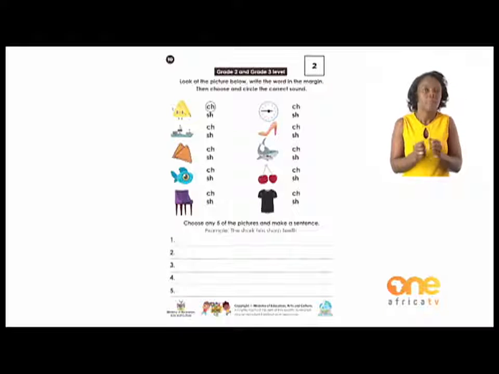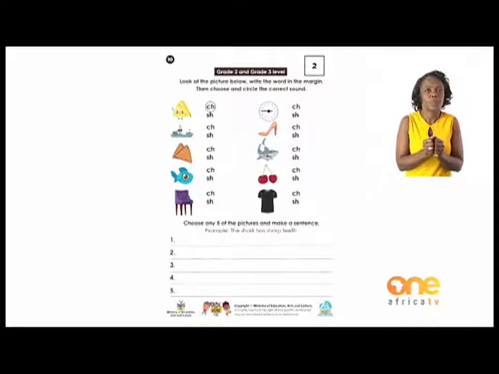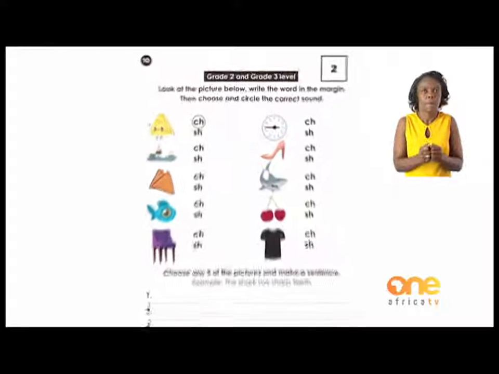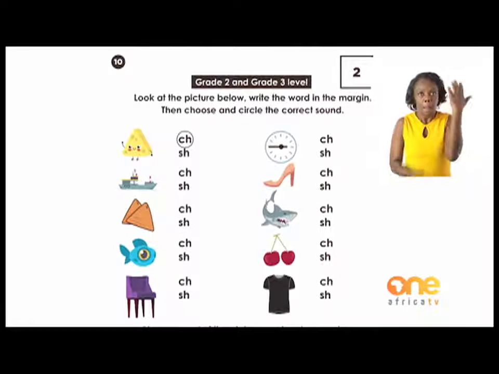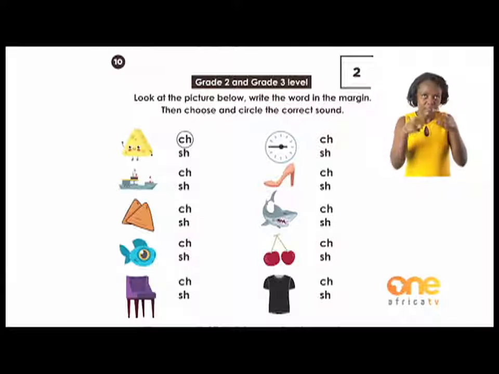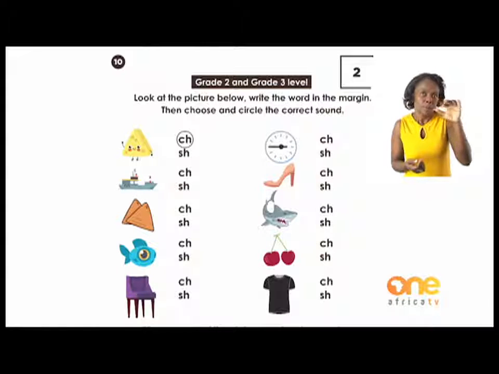All right, so let's go to page 10 together and see the examples that we are given there. Let's do that exercise together. We can see the pictures there. Those pictures have two different sounds. Some of them have the ch, some have the sh. What I would like you to do is to check the picture. It will give you a clue. What is the name of that picture?